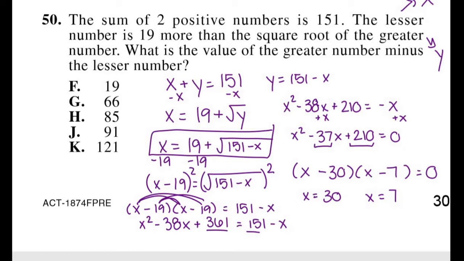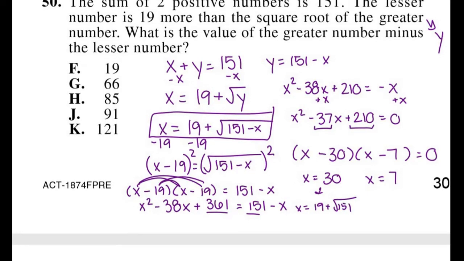Now these are our two possible answers. We want to plug them into this boxed equation over here. If we were to plug in our values, starting with 30, we would get x is equal to 19 plus the square root of 151 minus 30. When we plug all of this in, we will find that this is equal to 30, meaning this is true.